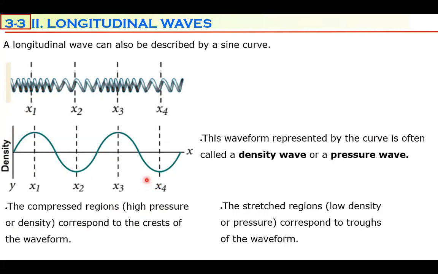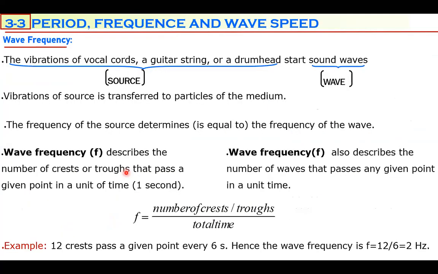And then we will continue defining the frequency and period, because frequency and period are very similar definitions to those in simple harmonic motion. First we should know that the source and wave will have the same property. For example, the vibration of vocal cords or a guitar string or a drum head starts a sound wave. So these vocal cords, guitar string or drum head are all sources. The produced sound is the wave produced by the source.